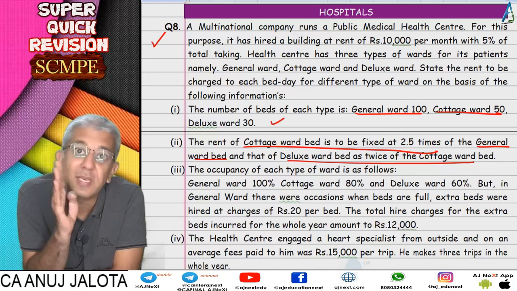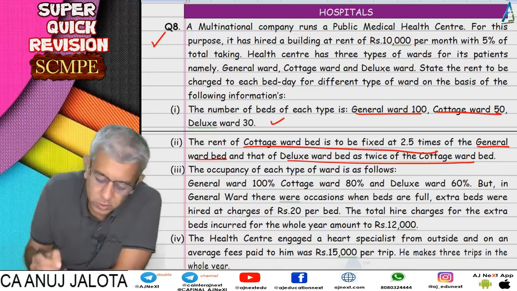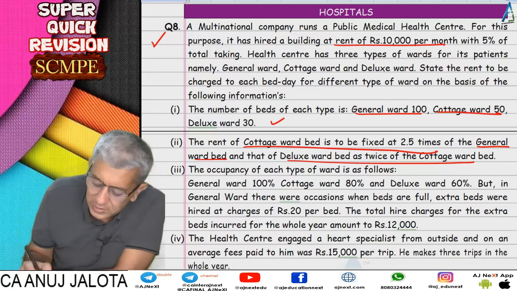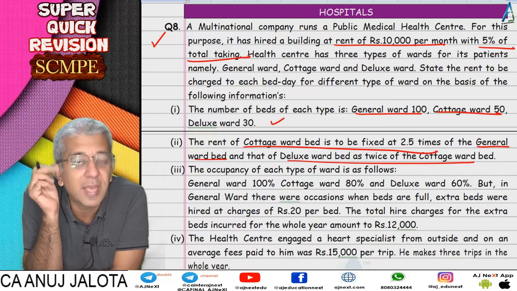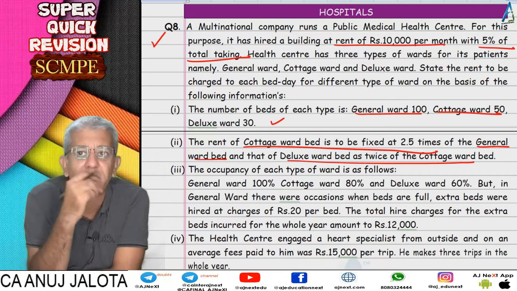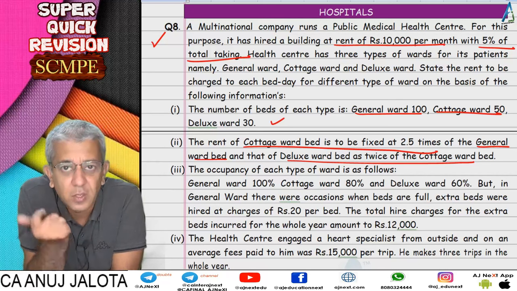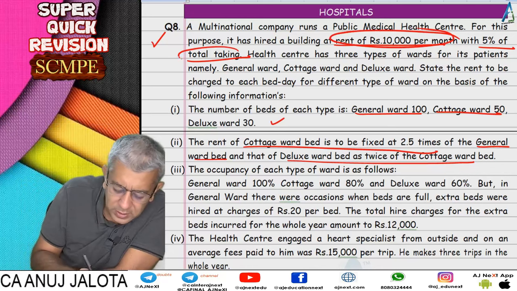Now, these will be the rates that we are going to be charging to the customer. But first of all, work out your cost. You have a rental cost of 10,000 per month, which you can multiply by 12. Plus, there is 5% of total takings. So if our grand revenue will be X, then 5% of that will be another rent. So the rent has two components: one is this particular component, the other is this particular component.